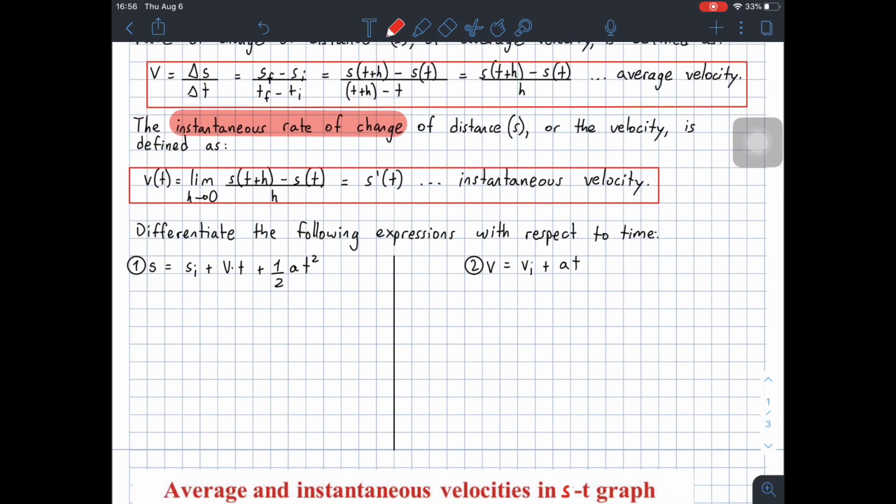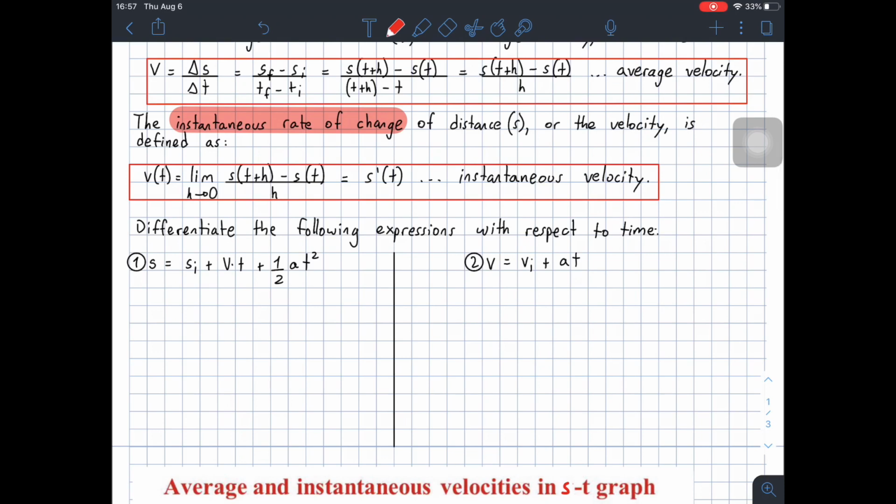So pay attention to this exercise. This is really interesting. It says differentiate the following expressions with respect to time. I want to find the derivative of this function, but with respect to time. That means that instead of having x, we consider the time t as our x variable. So if I want to find, for example, s prime of t, which is the derivative of function s, let me use the other notation so you understand.